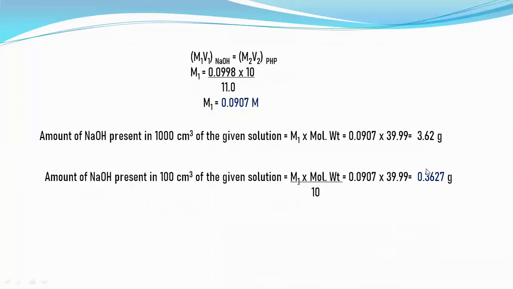So the final answer, the result that we need to present here: the aim of the experiment was to find out the concentration of NaOH and the amount of NaOH present in 100 cm cube of the given solution. The concentration of NaOH we have already got as 0.0907 molar, and the amount of NaOH present in 100 cm cube we have directly got with this formula, which is equal to 0.3627 grams. So this is the result of the experiment.